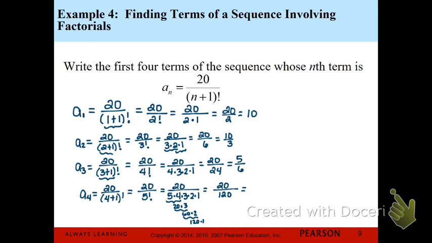So it's going to be 20 over 120. Now listen, if there are zeros on top and bottom like that, they will reduce, right? So it's really like 2 over 12, which reduces to 1 over 6. Good job, buddy. All right, so we found our first 4 terms. Tell me, what are they again? 10 over 3, 5 over 6, 1 over 6.